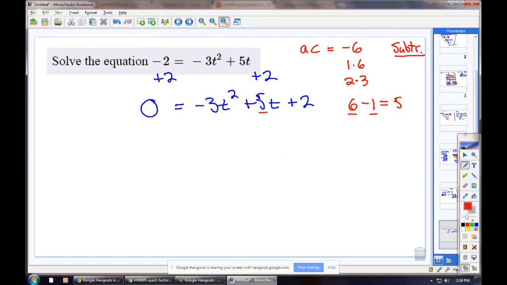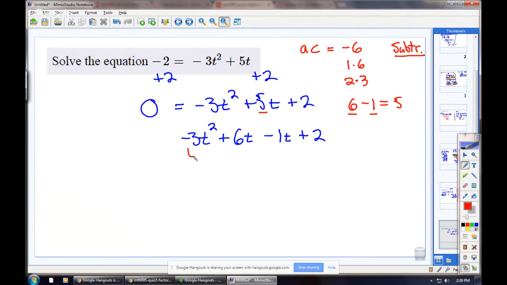All right, so then what I do is I use these magic things to replace the middle term. So I'm going to rewrite this as -3t squared. That sucker stays the same, but I've discovered over here that 5t could also be a plus 6t minus 1t. And you could just call it minus t if you want. I like to put the 1 in there.